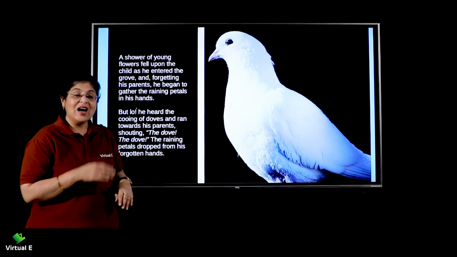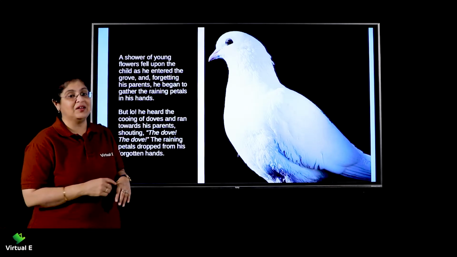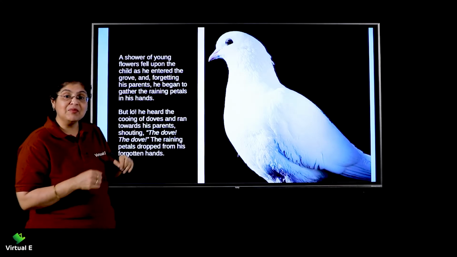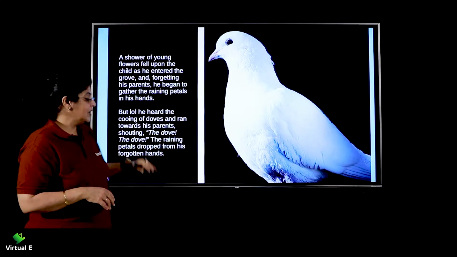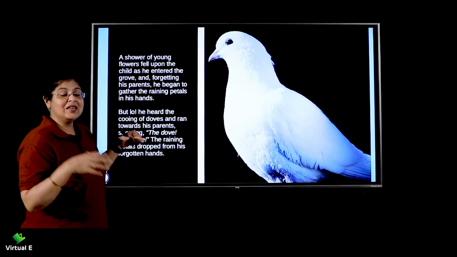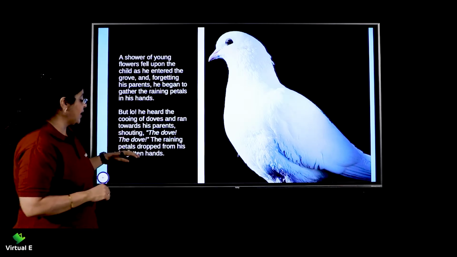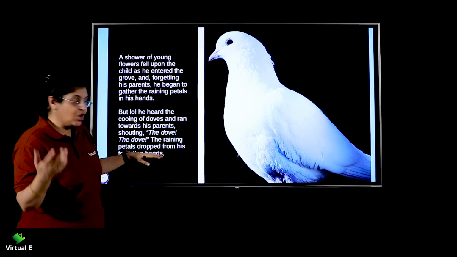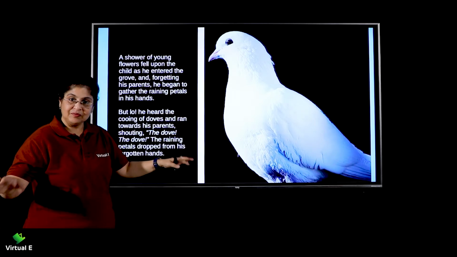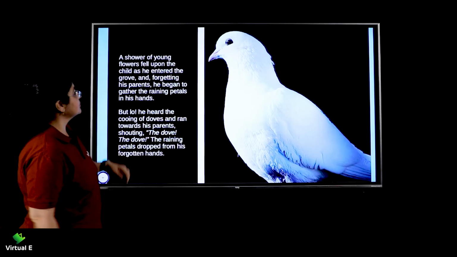You see how from one to the other, to the other, and so on. Now, from the worms came the flowers, from the flowers came the dove. Now, he forgot that also. He forgot the petals and he heard the cooing of the dove. And he says, "Oh, the dove, the dove." He went running to his parents. The raining petals dropped from his forgotten hands. He left that there only within no time. And now he started going towards the dove.